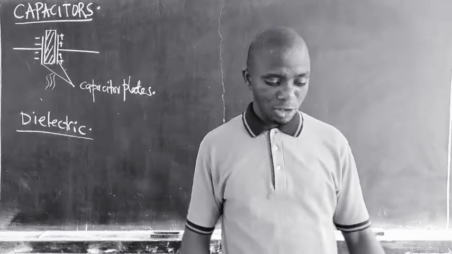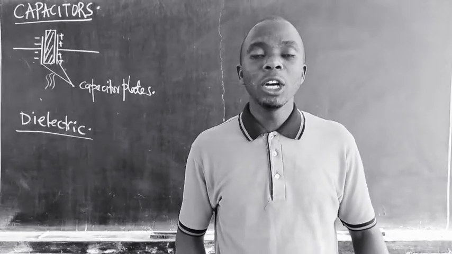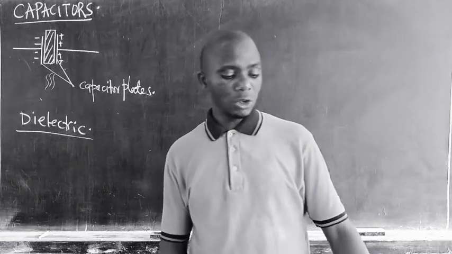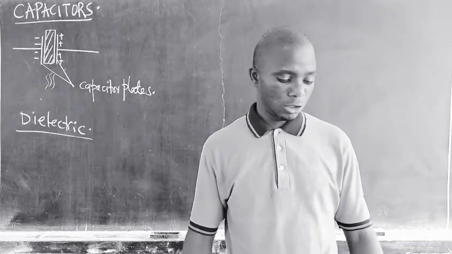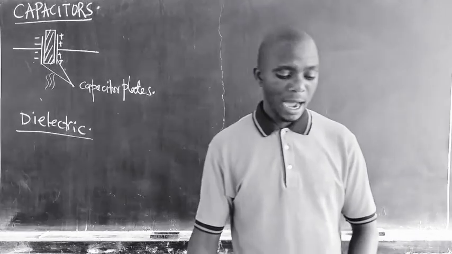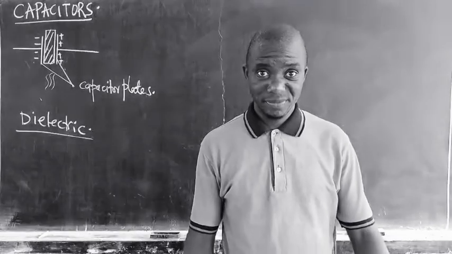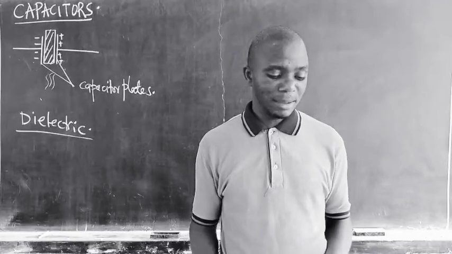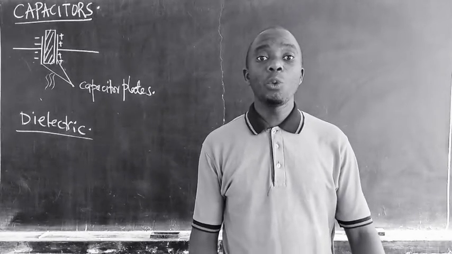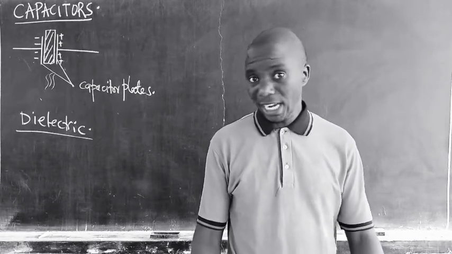So, a dielectric material is a material which doesn't possess conductible charges. Those are the free charges. It's a material that does not possess conductible charges and can withstand a high electric field intensity before conducting. I said it's a material which doesn't possess free charges and can withstand high electric field intensity before conducting.